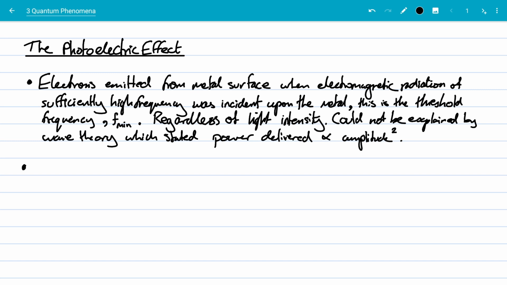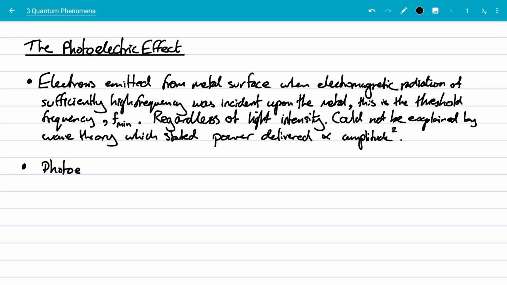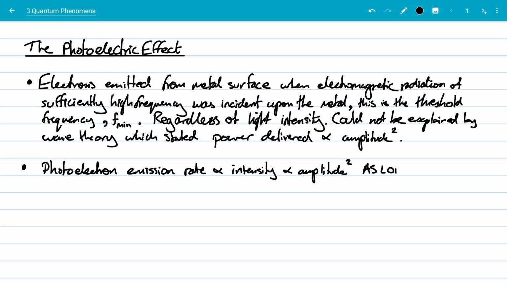However, the number of electrons emitted per second, we call them photoelectrons, so we could say the photoelectron emission rate, was proportional to the intensity, and therefore proportional to the amplitude squared, as it was understood. Photoelectrons are just electrons; they just happen to be emitted during this process. If we had brighter radiation, higher intensity radiation, then we had photoelectrons emitted at a greater rate, as long as the frequency of the radiation was greater than or equal to that threshold frequency. Then we would see this.